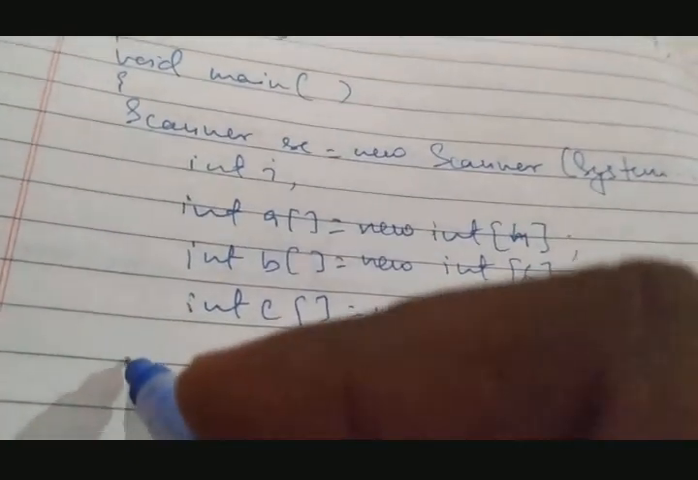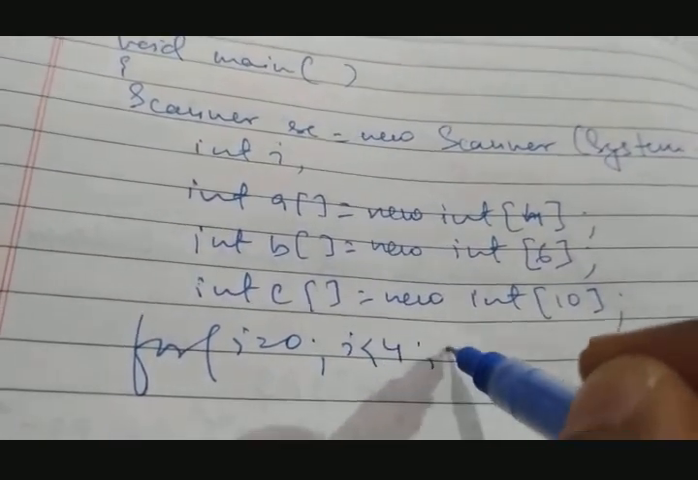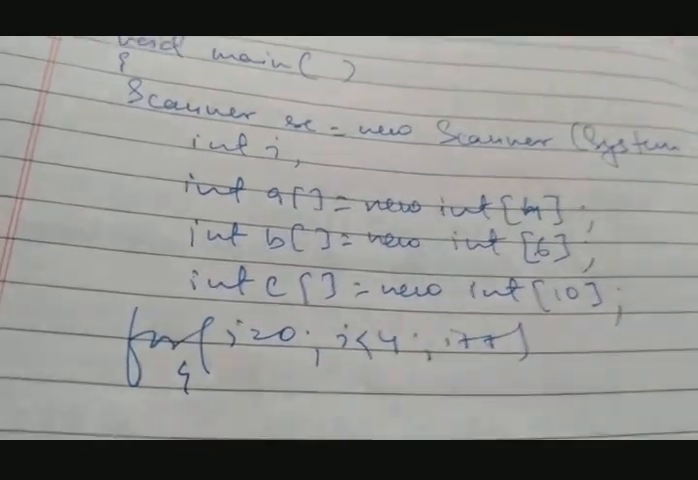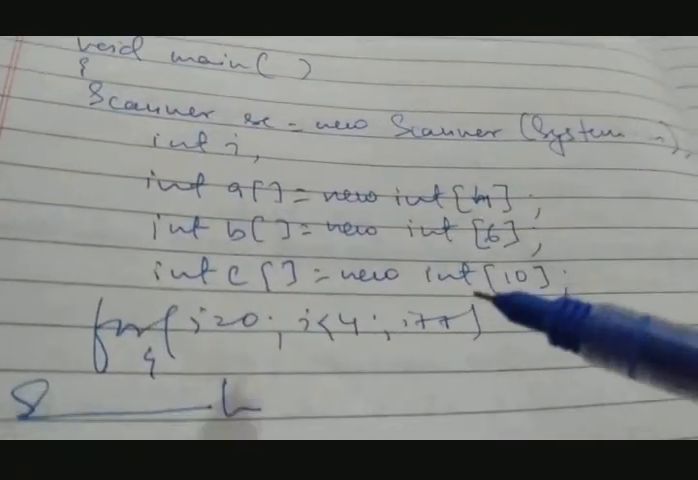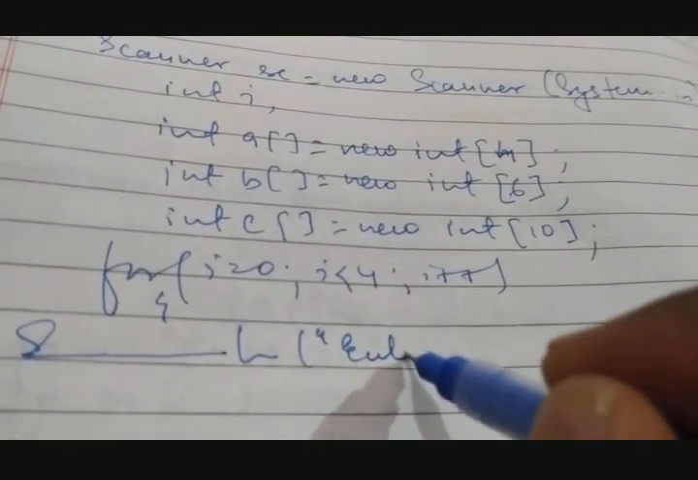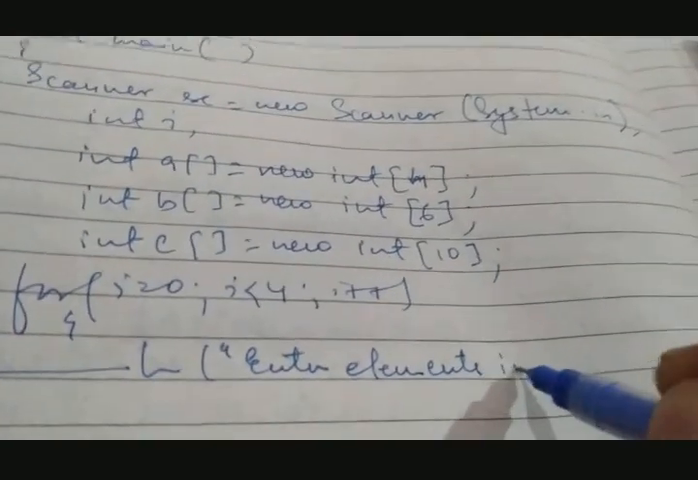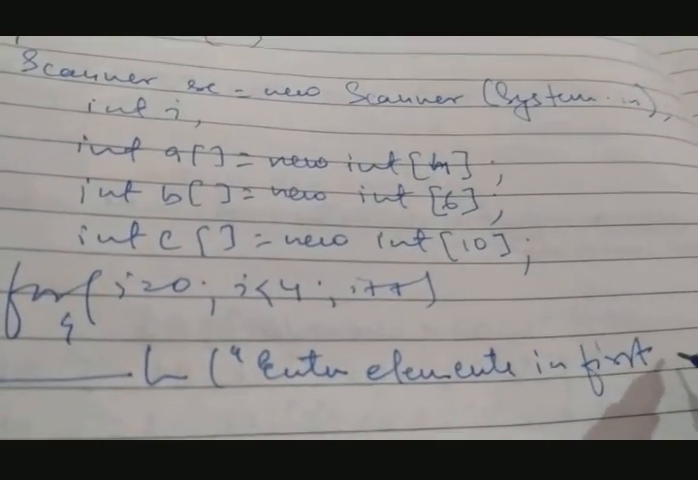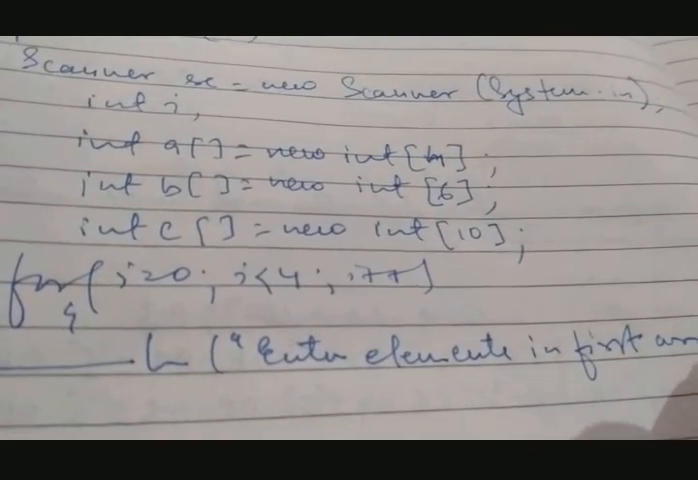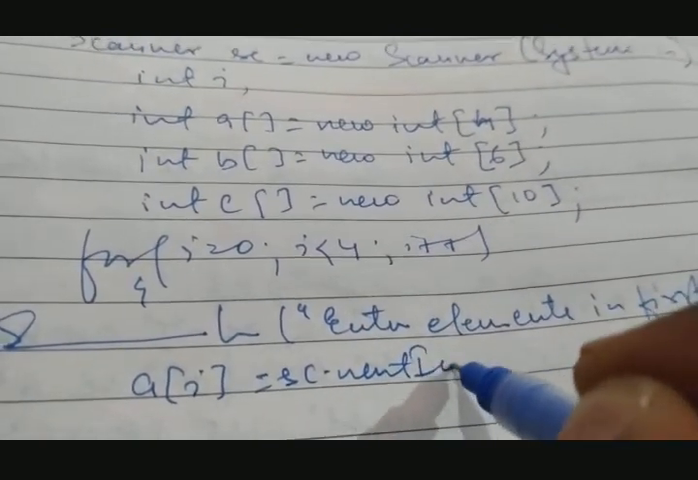Now enter the elements into the first array. For i equals 0, i less than 4, i plus plus. The previous was an example, no? Don't use it. Anything can be fed in. Enter elements in first array. A of i equals sc.nextInt method.